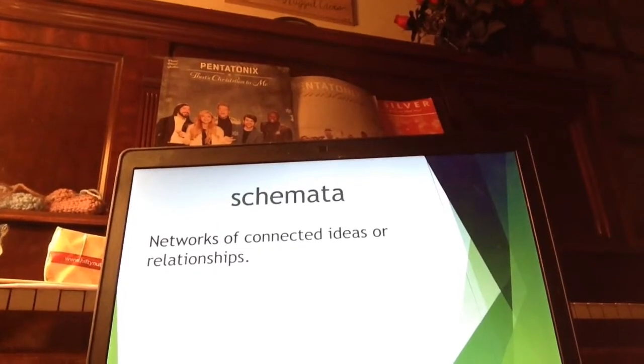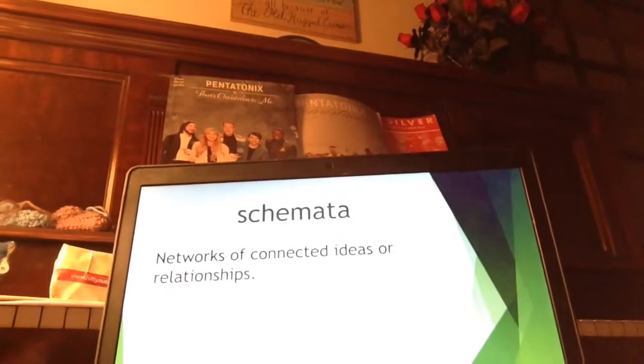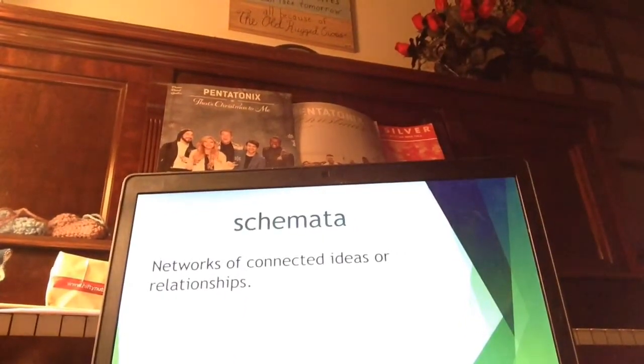Schemata, networks of connected ideas or relationships. So networks of connected ideas or relationships.